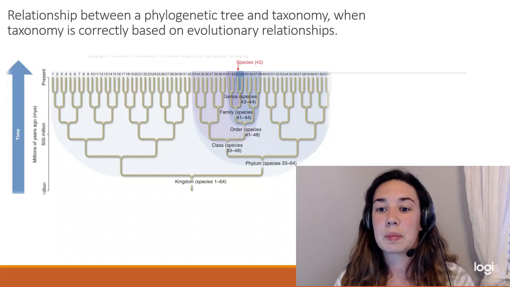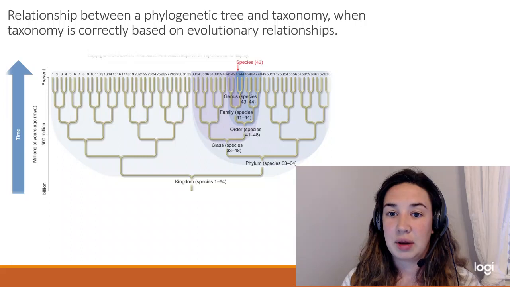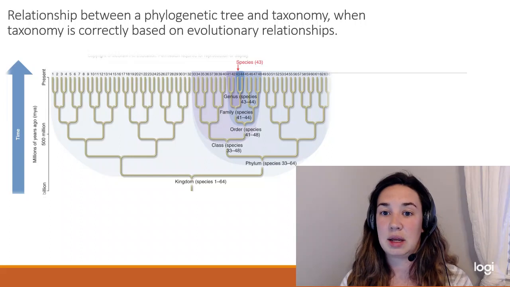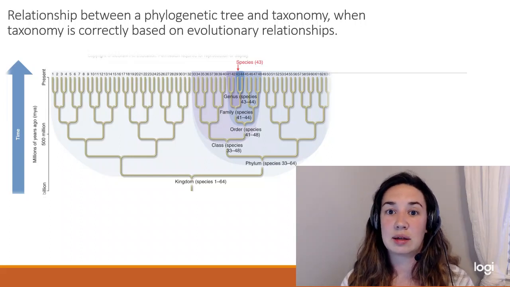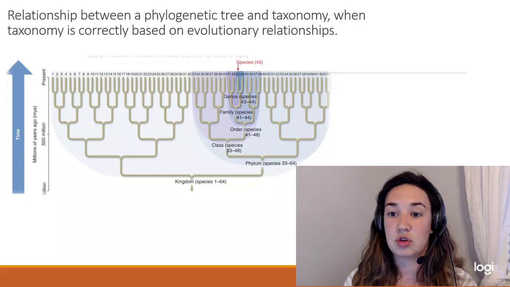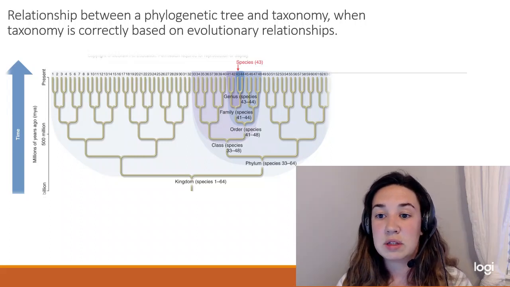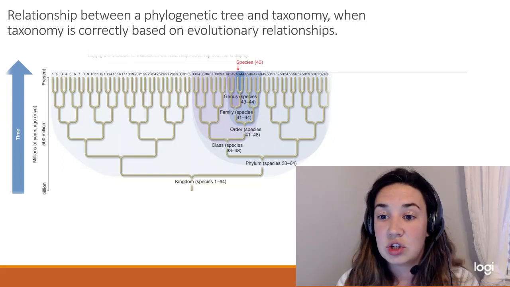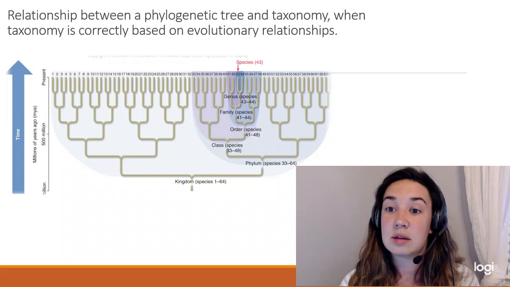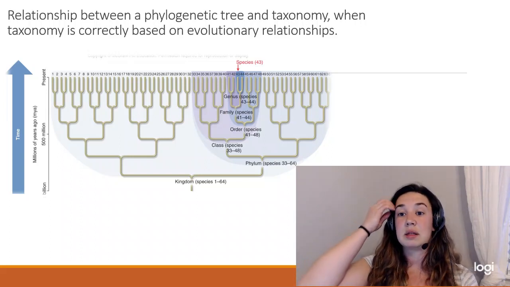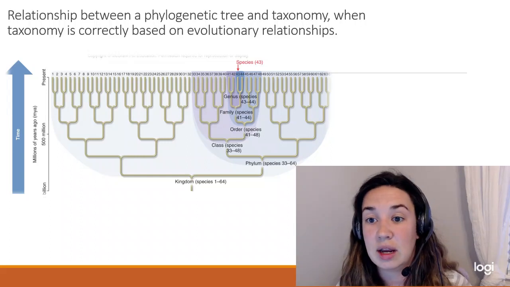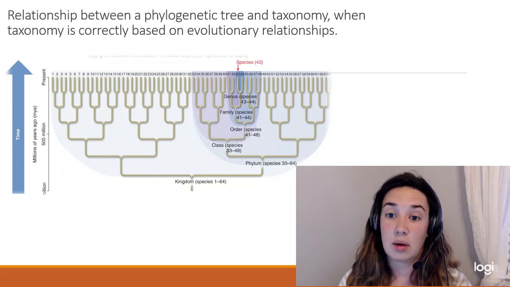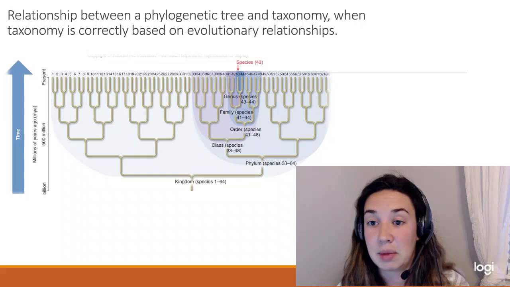You can see that species number 43 is showing us the relationship between a phylogenetic tree and taxonomy. This occurs when taxonomy is correctly based in evolutionary relationships. Species 43 here has been correctly labeled with the genus, the family, the order, the class, the phylum, and the species. So the taxonomy is labeled through this phylogenetic tree, based on these evolutionary relationships. This is what it would look like if we were looking at both taxonomy and phylogeny.